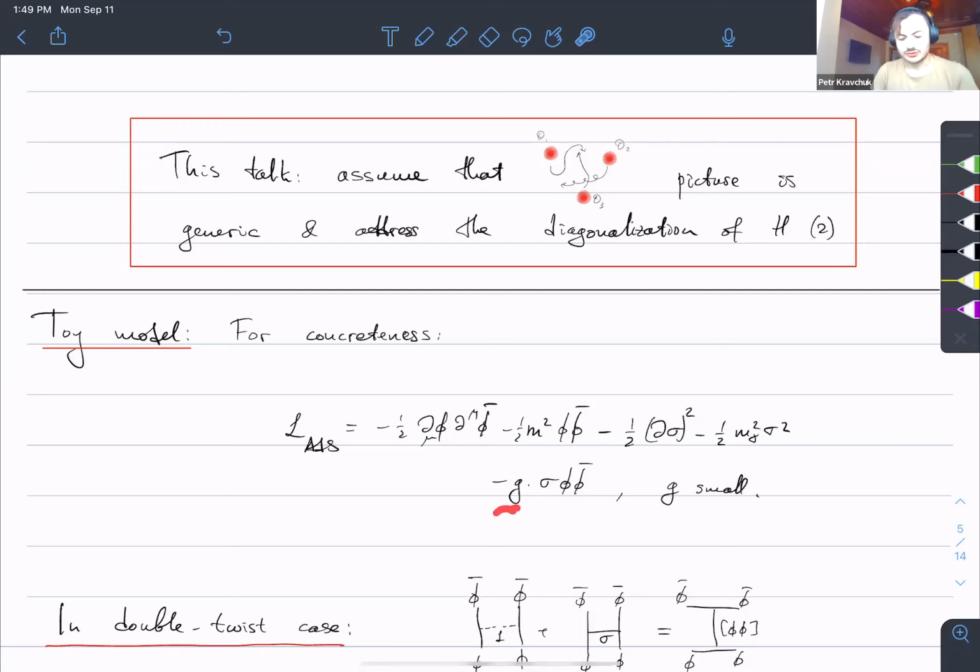And doing perturbation in G here is just a toy model for this, and I'm just focusing on this toy model because then I can make statements which are precise, and then we can ask how general they are. But within this perturbation theory, in this model at small g, what I'm going to say is going to be precise.